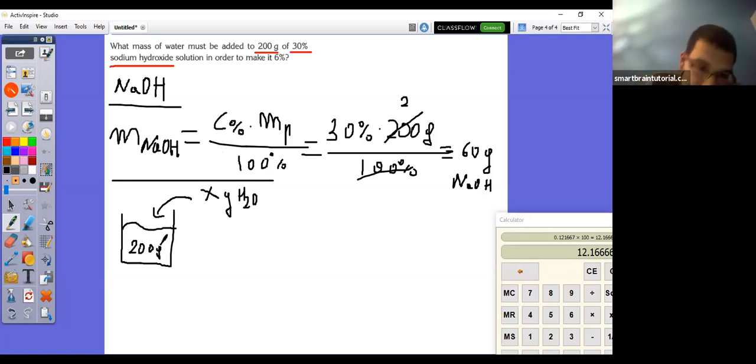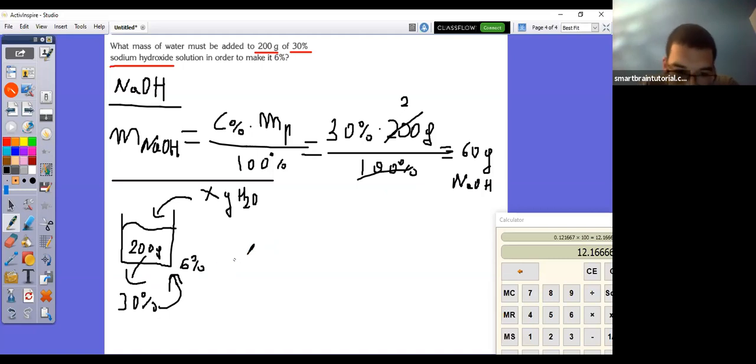When we add water to this container, only the mass of water will change. But what is water here? Water is a solvent, so the mass of solute will not change. What we want to prepare is to change the percentage concentration of this from 30% into 6%. But since the mass of sodium hydroxide will not change, we can write the expression as follows.